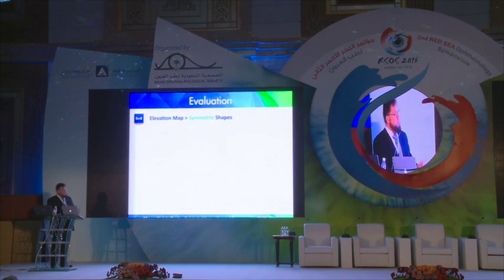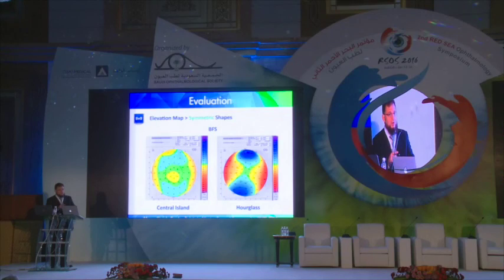Coming to the elevation maps, we have symmetric shapes on the best fit. If I want to study the shape of the elevation map, I have to use the best fit sphere, not the best fit toric ellipsoid. It should be the sphere. So on the sphere, we have hourglass, and we have central island. Both are symmetric.